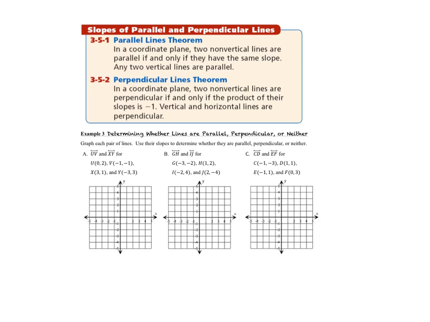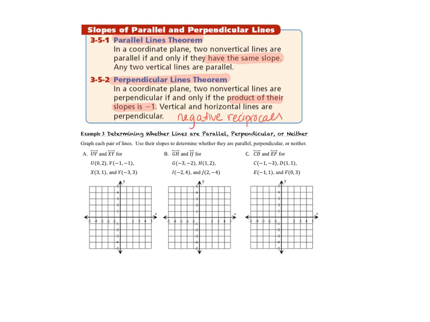To determine whether lines are parallel, perpendicular, or neither, we need to remember from last year that the parallel lines theorem states that they have the same slope. Parallel lines have the same slope. The perpendicular lines theorem states that the product of the slopes is -1. We talked about this last year, but we can also say then that they are negative reciprocals. The slopes are negative reciprocals of each other.